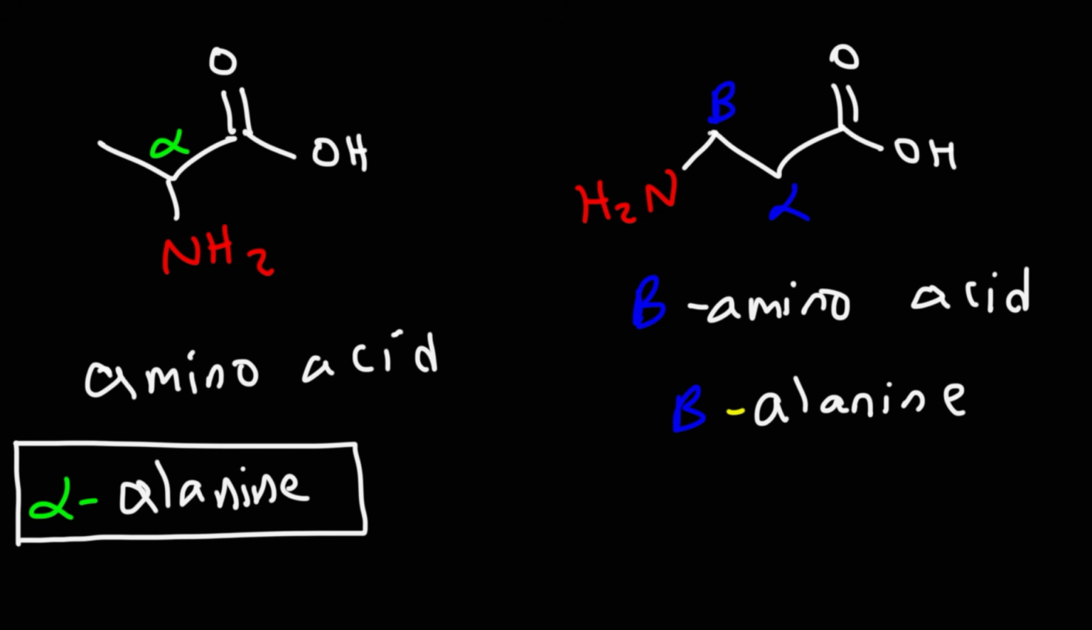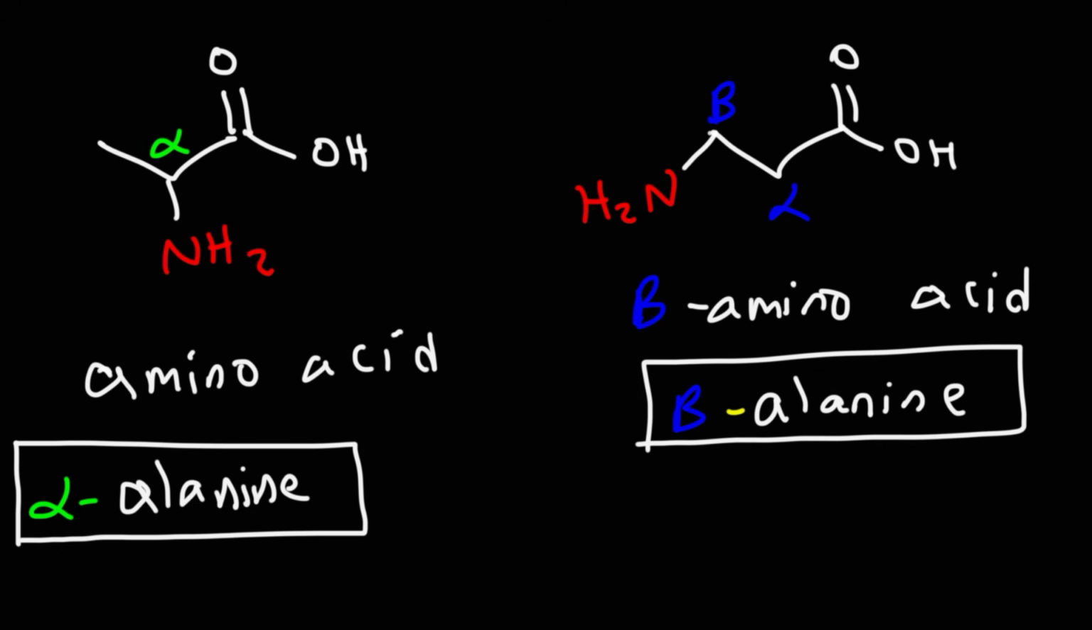Now the body actually uses beta alanine along with the other amino acid histidine to make the dipeptide carnosine. Carnosine is found in foods like meat, chicken, and stuff like that. But that's beta alanine. It's an unusual beta amino acid.